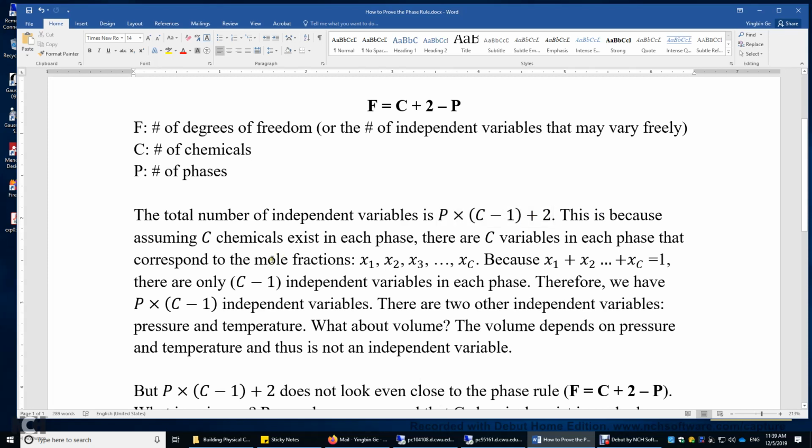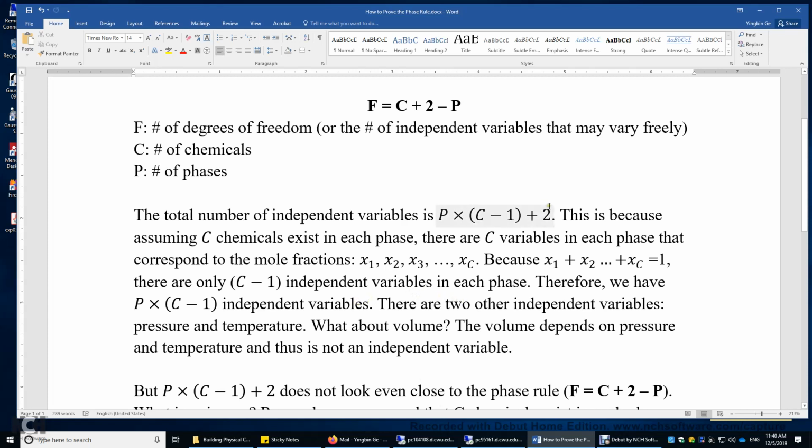This is because if we assume all C chemicals exist in each phase, then there will be C variables in each phase. There are x1, x2, x3, all the way up to xC. They are the mole fractions of these C chemicals. But because we have an equation, the sum of those mole fractions is always equal to 1. And then we say there are only C minus 1 independent variables in each phase. Therefore, we have a total number of P times (C minus 1) independent variables in the total of P phases.